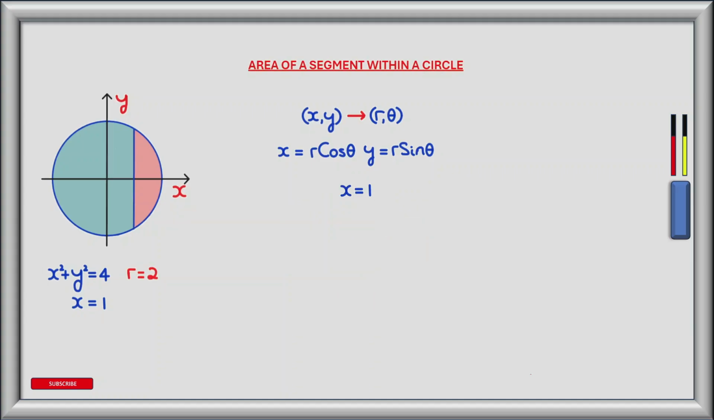And now for the vertical line we have x = 1. Making the substitution for x gives r cosθ = 1, and therefore r = 1/cosθ.